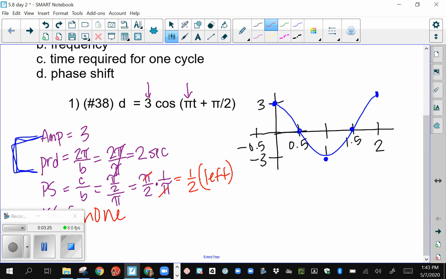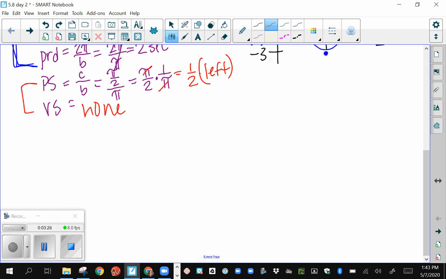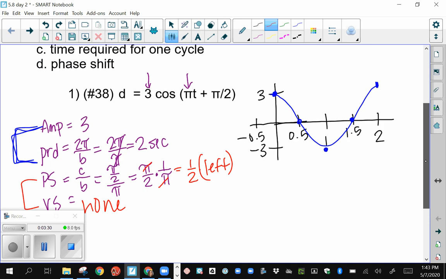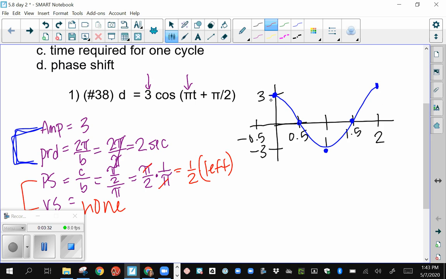Next, I'm going to do the translations. That would be the phase shift and the vertical shift. There isn't a vertical shift though, so we are just going to take each of these 1/2 second to the left. So you should switch colors or maybe go to X's.